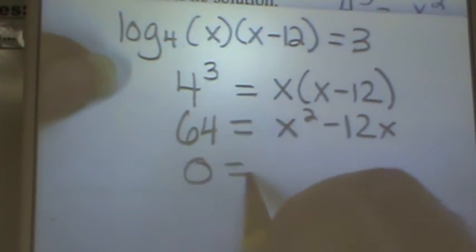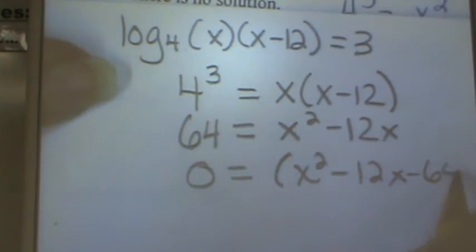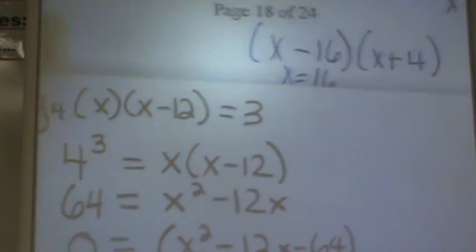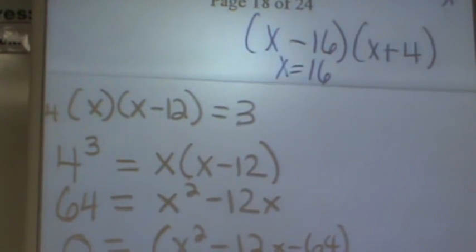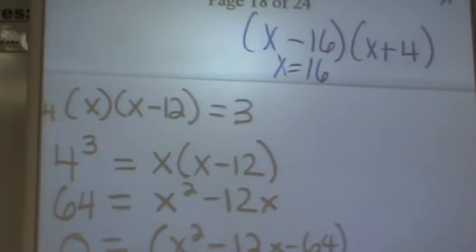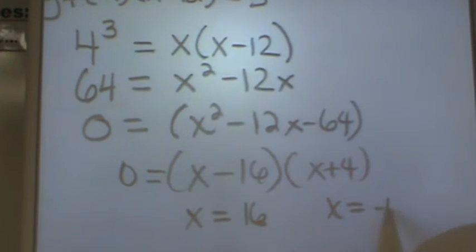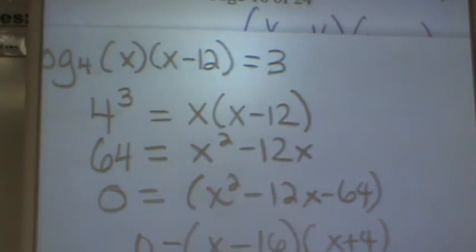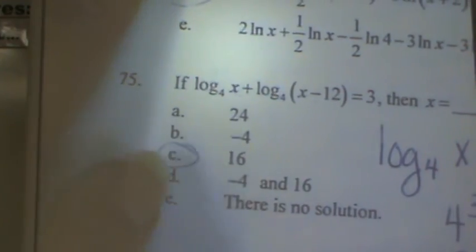Set this equal to 0, and you have x squared minus 12x minus 64. And you'd ask yourself, what times what is negative 64 but adds to be negative 12? And that would be x minus 16 and x plus 4. Set these equal to 0. So your possible answers are 16 and negative 4. But when we plug in negative 4, it would be an extraneous solution because this would generate a negative right here. You can't have a negative. So 16 is the only answer for 75.